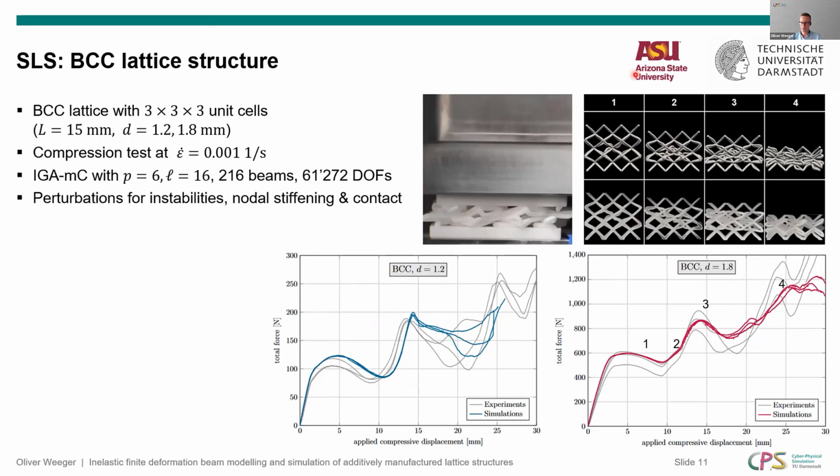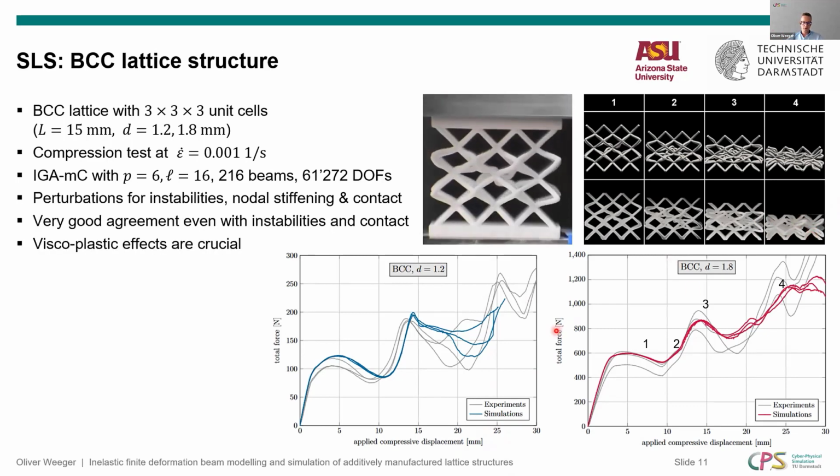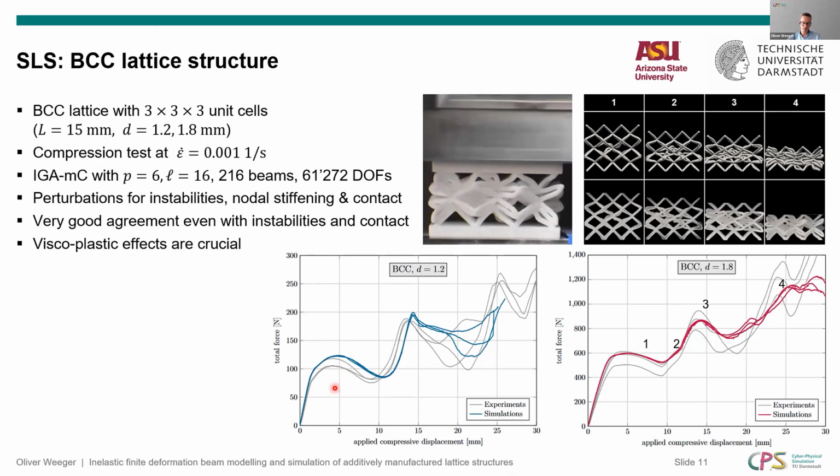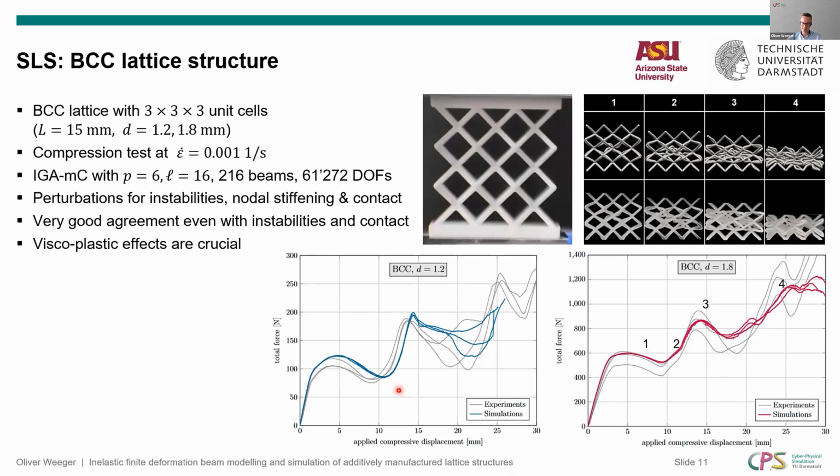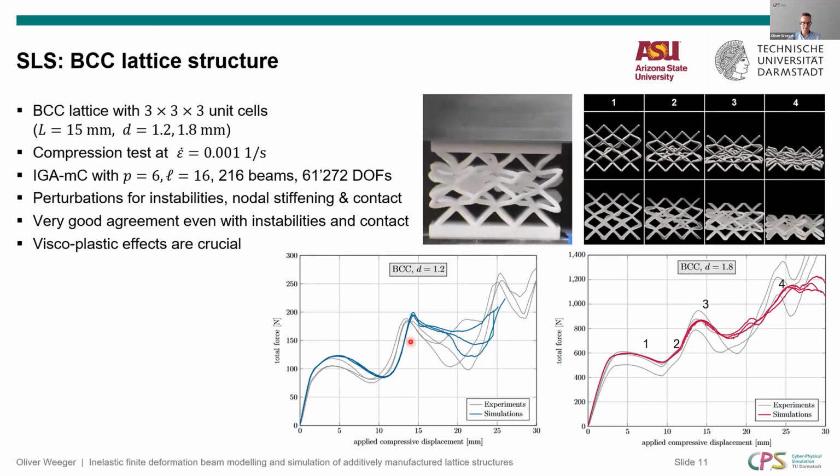And on the top, you also see some snapshots basically for this diameter 1.8 structure at different compressive displacements. And the structure here is 45 millimeters in size. So basically the 25 millimeter compression is like more than half of the structure already. And here you have a significant densification, a lot of contacts already. So overall, we see here a very good agreement, both qualitatively and quantitatively, of the experiments and the simulations.